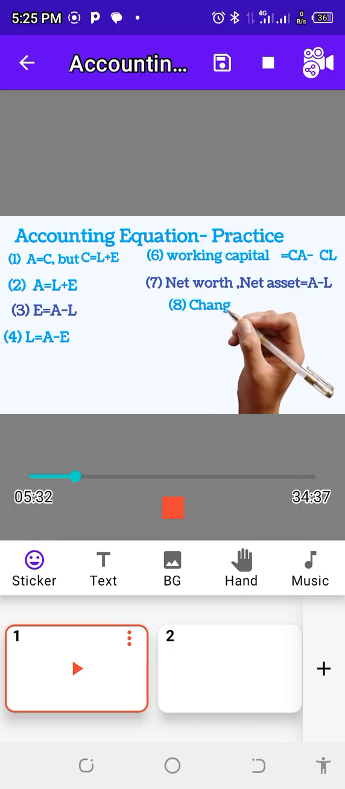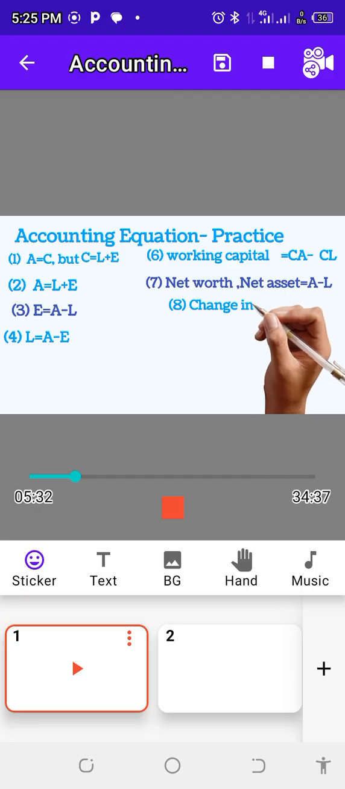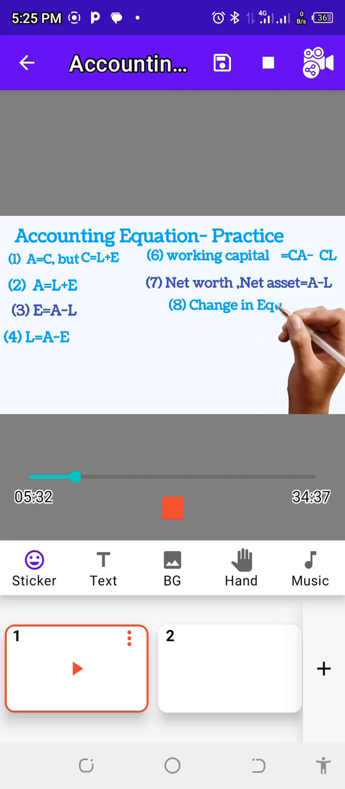You may also be asked to calculate the change in equity. What happens to equity when there is an increase in assets? What will happen to equity when there is a reduction in the debt or loan? What will happen to equity when the business makes a loss? What happens to equity when the business makes a profit? You may be asked to calculate it.